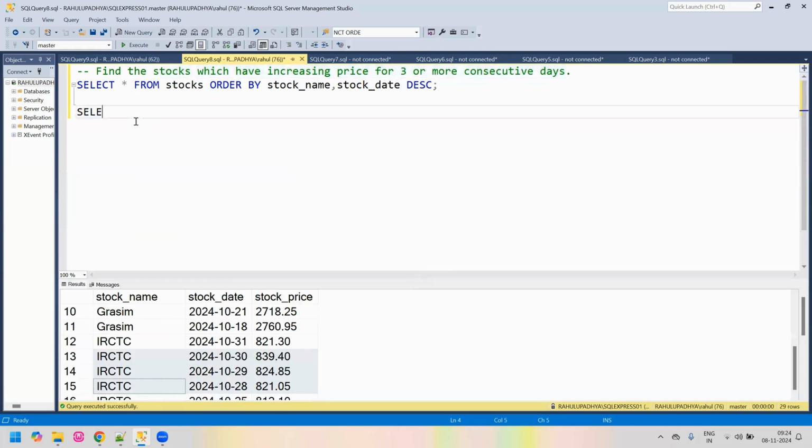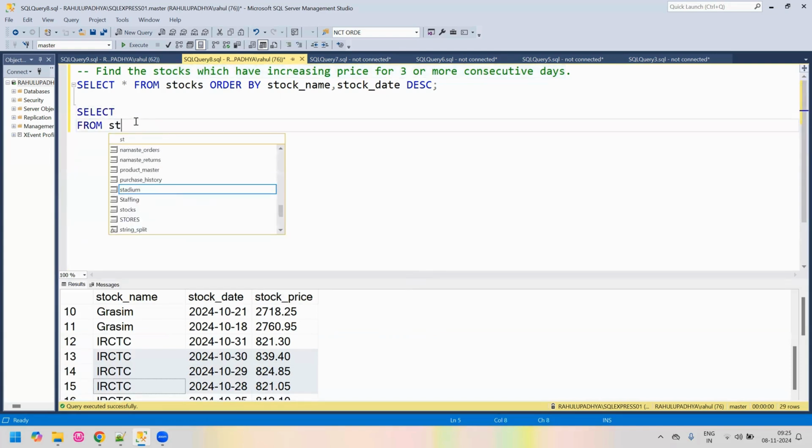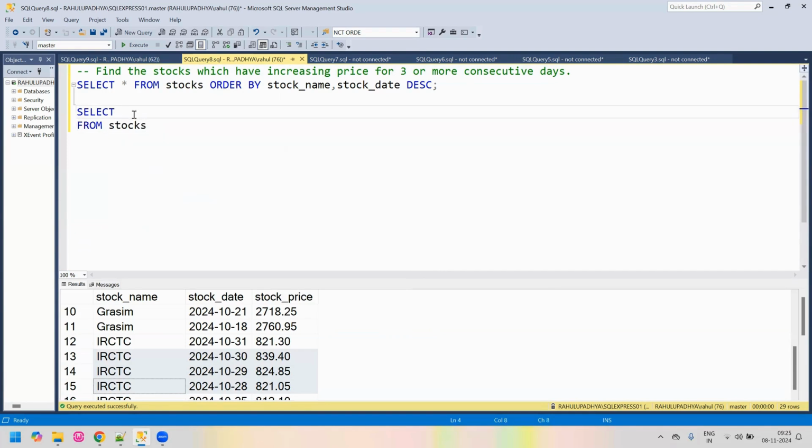So what we will do is we will start working on this table, that is stocks. Let's keep all the columns as they are. Now we are going to find the previous day's stock price. For that, we will use the window function lag. In the lag, we will pass the stock price as we want to find the previous entry of this column, that is stock price.